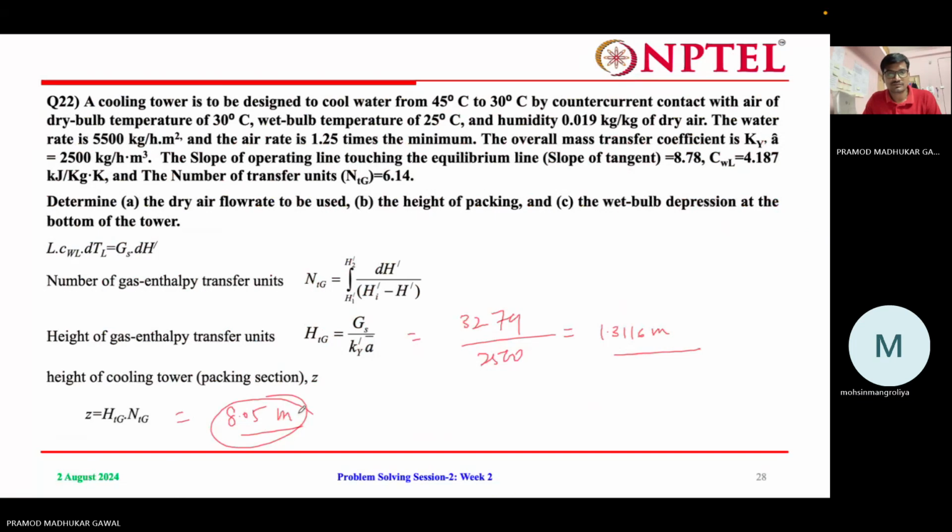Yes, sir. Next is the wet bulb temperature. In the last class, I already explained the wet bulb depression. The wet bulb depression is TG minus TW. Here TG is given as 30 degrees Celsius and the wet bulb temperature is 25 degrees Celsius. So we put the values here: 30 minus 25, so 5. This is the wet bulb depression. This is part C.